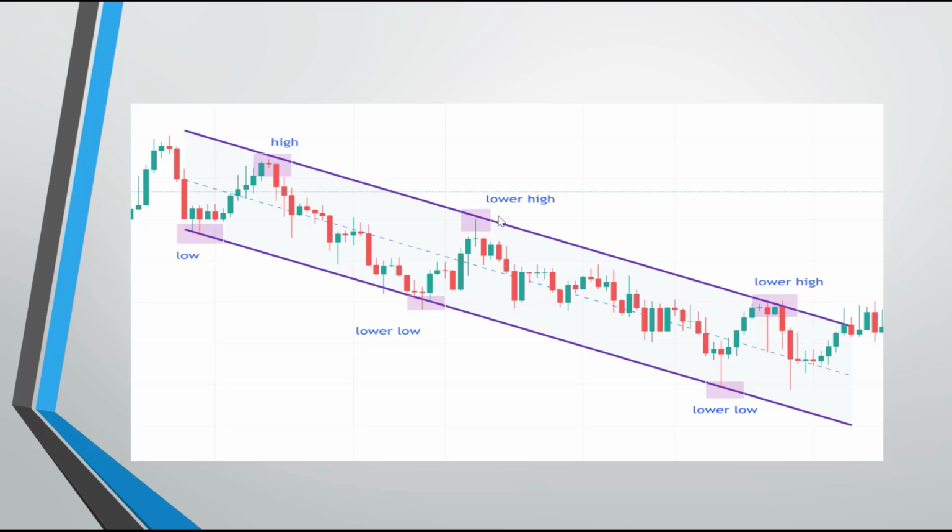Finally, I would like to refer to this point. When we have this situation, high, lower high, and the other lower high, and on the other hand, low, lower low, and the other lower low, this trend is bearish, and we can call it a downtrend.